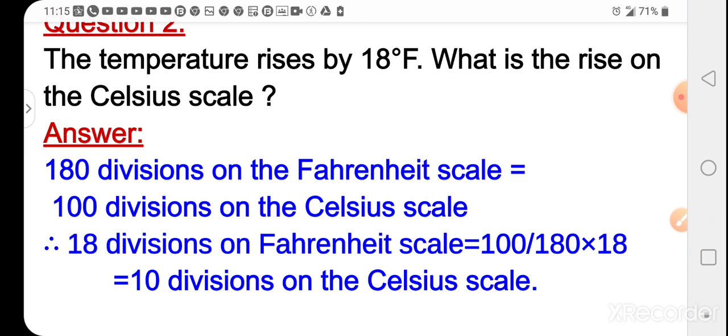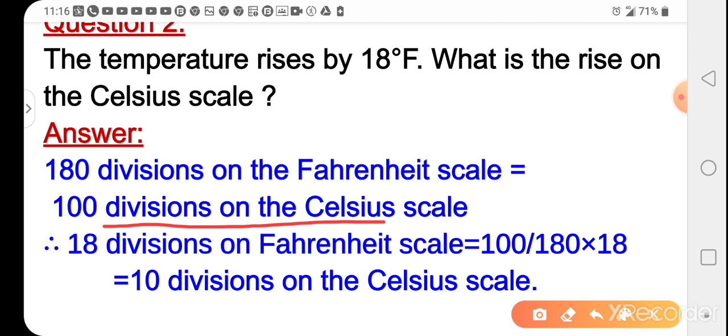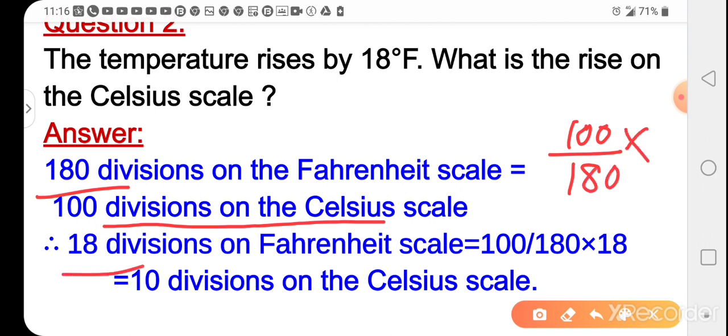Okay, so we know that 180 divisions on the Fahrenheit scale is equal to 100 divisions on the Celsius scale. Therefore, 18 divisions on the Fahrenheit scale is equal to 100 divided by 180, into 18. 0 0 cancel, 18 18 cancel, we will get the answer as 10. So 18 divisions on the Fahrenheit scale is equal to 10 divisions on the Celsius scale, that is 10 degrees Celsius. So this is the answer.